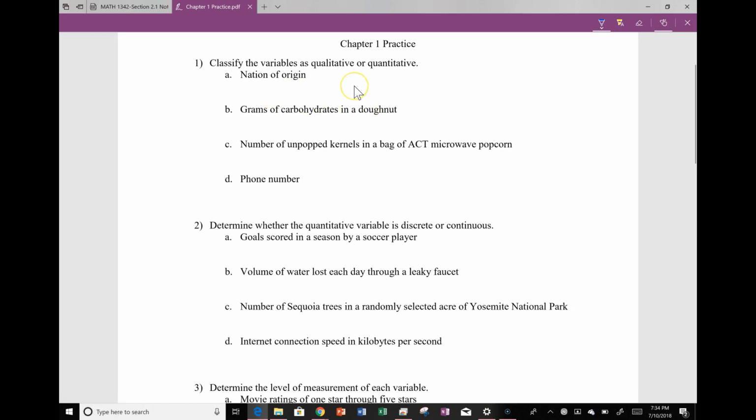So think about nation of origin. What type of answers do you give when somebody asks you nation of origin? Do you give a number? Not usually. Usually you give a country. United States, Europe, England, Germany, things of that nature. And so this is a qualitative variable.